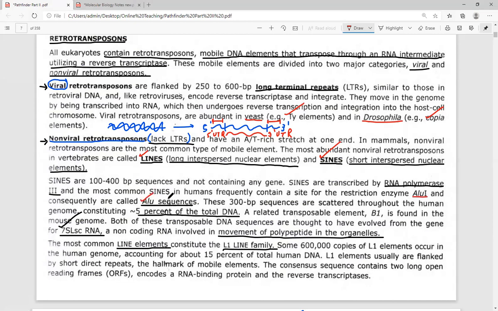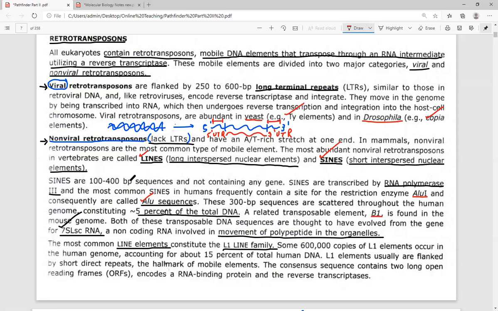Okay, so these ALU sequences make approximately 5% of the total genomic DNA that is present. One of the most important SINE sequences is B1, which is found in the mouse genome, the B1 element. LINE contains another family that is referred to as the L1 LINE family. It contains an element which is called the L1 element.